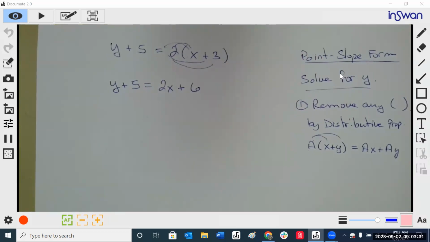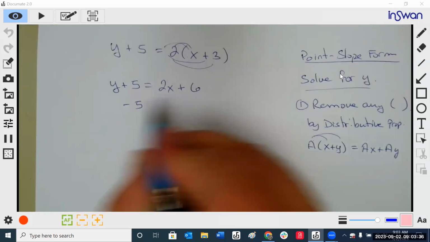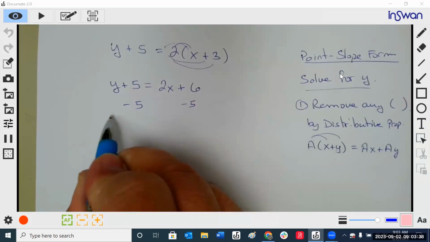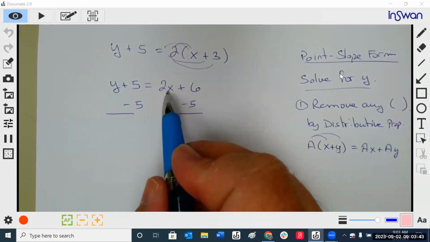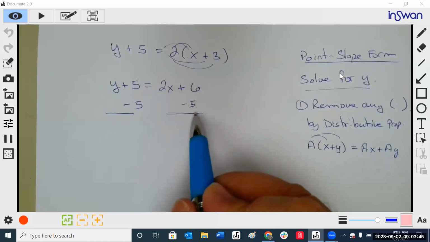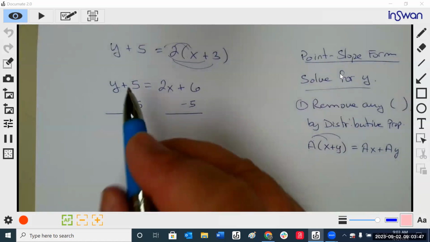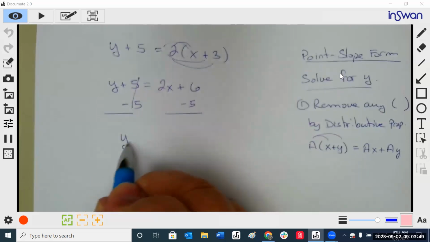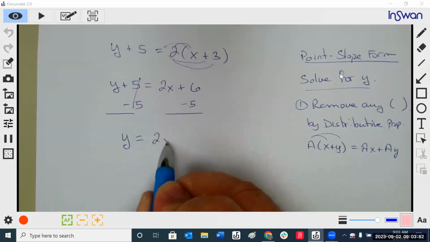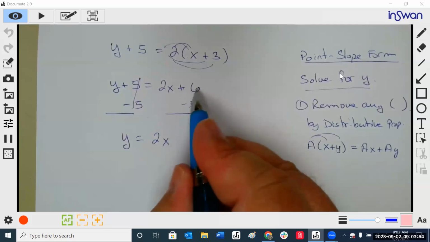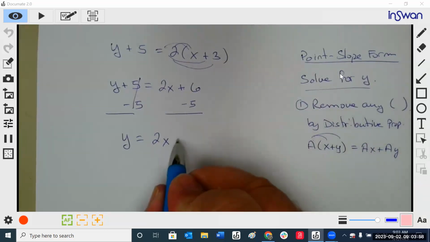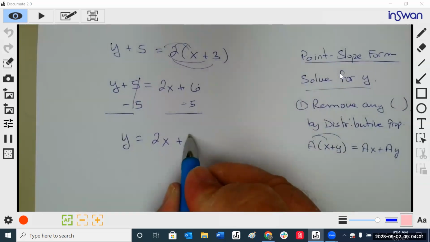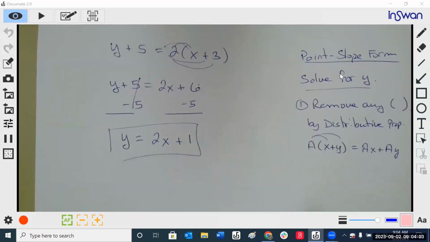To get the y by itself, what do we do? Minus 5 to both sides. Remember, we have to combine like terms. Can we subtract 5 from 2x? No, because that's an apple, that's a banana. You can't subtract them. So we have 2x. Positive 6 minus 5. Is the answer going to be positive or negative? 6 minus 5. And there we have it.